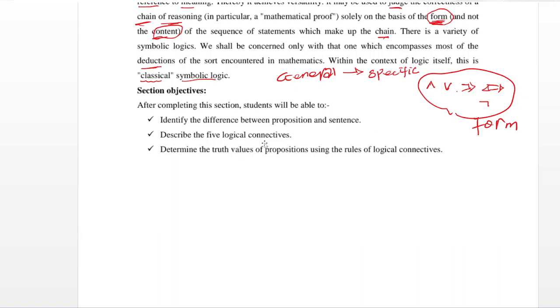Describe the 5 logical connectives. What are the 5 logical connectives? And, or, implication, bi-implication, negation. What are the 5 logical connectives?